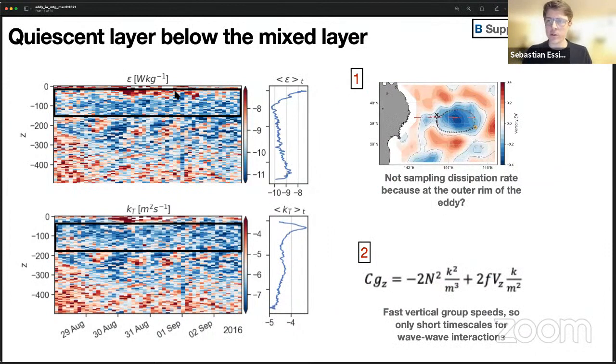Okay, two reasons why that might be is that we are sampling at the outer rim of the eddy, so the dissipation sites might not be at the velocity maximum, but below or farther outside. The second reason might be that propagation speeds are fast, so that waves propagate through the mid-depth quickly, and there's very short interaction timescales with other motions and other waves.